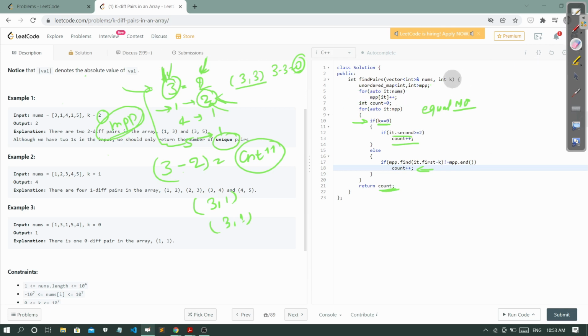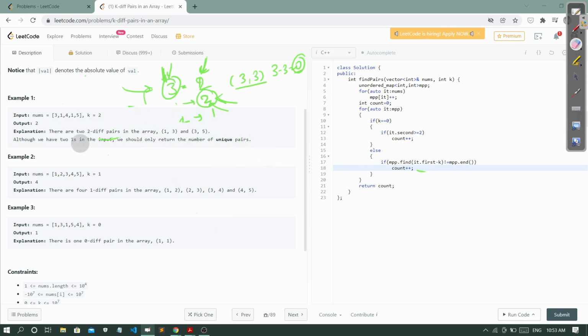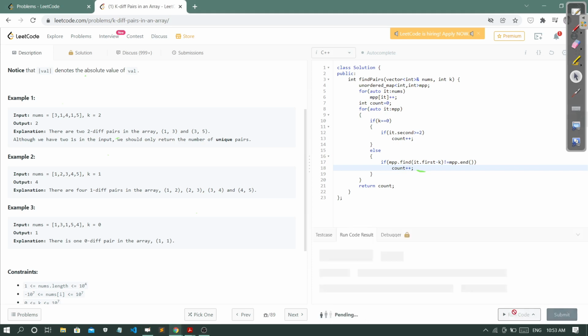So this is the code, and I hope you all understand very well. So let's submit this code and see what happens. If you submit this code, it will be correct for these cases, and if you submit for all the test cases, then it will be correct for all the test cases.